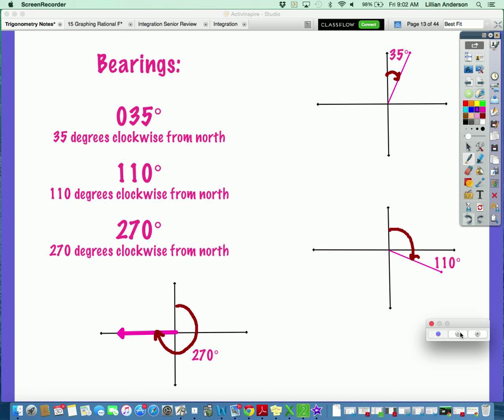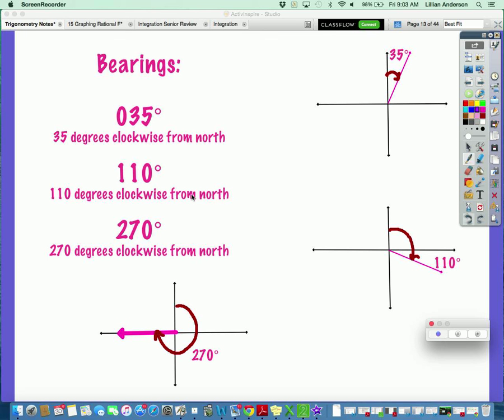Bearings. I don't know if you guys know about bearings. Bearings is another way to represent compass directions in degrees, okay? So if you have 035 degrees, that is 35 degrees clockwise from the north direction. Key thing about bearings is bearings are always from the north direction. Okay, so if they say a bearing of 35 degrees, start in the north direction, travel clockwise 35 degrees, okay?